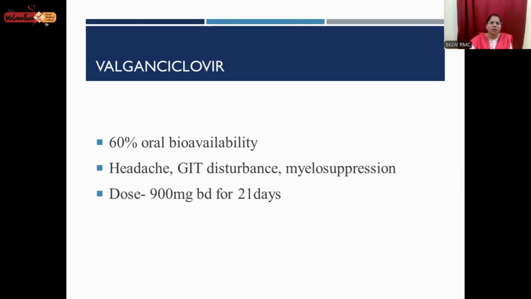Next is ganciclovir, with 60% oral bioavailability. It produces headache, GIT disturbances, and myelosuppression. The dose is 900 mg BD for 21 days.